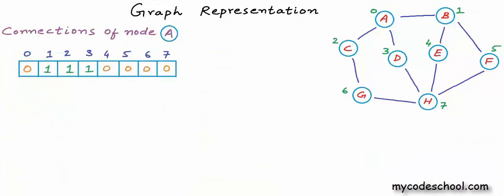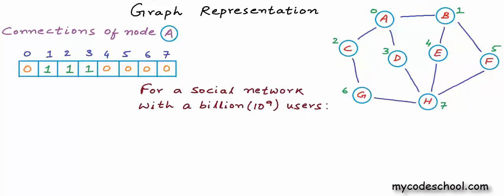Think about it. Let's say we are trying to store connections in a social network like Facebook in an adjacency matrix, which would be the most impractical thing to do, in my opinion. But anyway, for the sake of argument, let's say we are trying to do it. Just to store connections of one user, I would have a row or one-dimensional matrix of size 10 to the power 9.